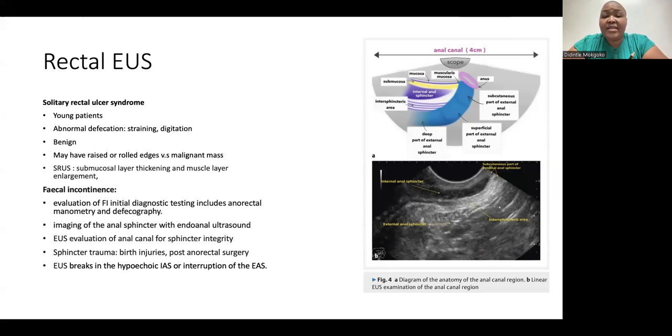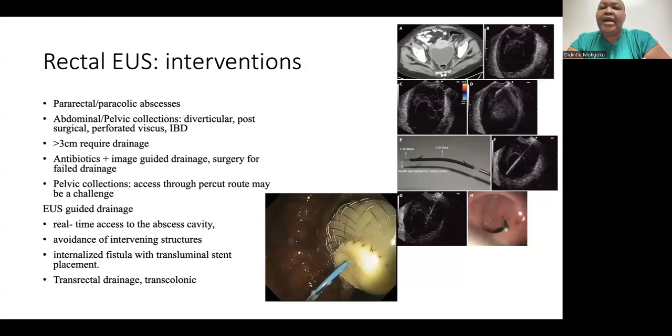Evaluation of fecal incontinence, I've already alluded to, in terms of evaluating the structure and the integrity of the internal and external sphincter, or evaluating if there's any disruption in the anatomy of the sphincters. These are for patients that have had maybe sphincter trauma, where you can see that there's a disruption in the sphincter, or patients who have had post-anorectal surgery and are complaining of fecal incontinence. So what about being able to actually perform interventions with rectal ultrasound? Its diagnostic value is well established, but what about intervention?